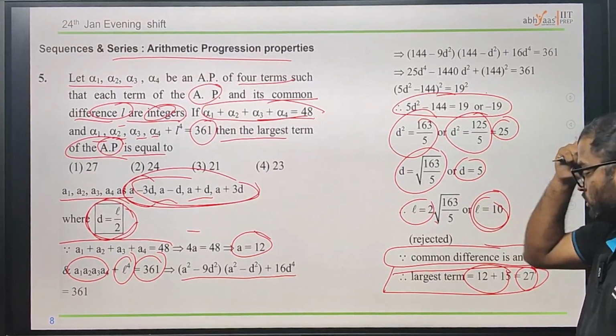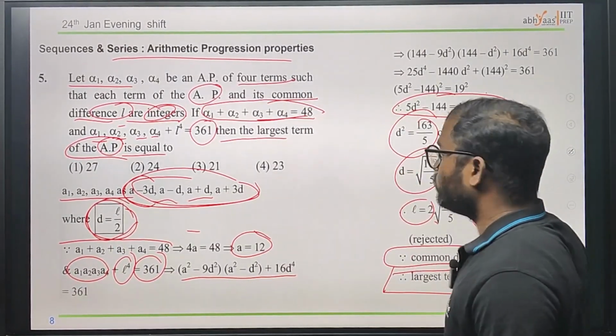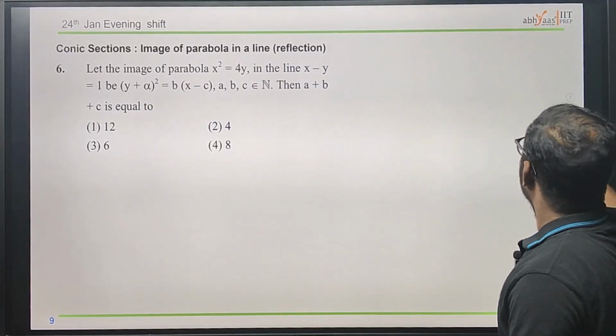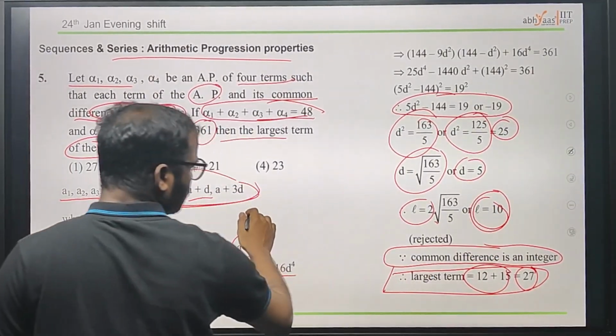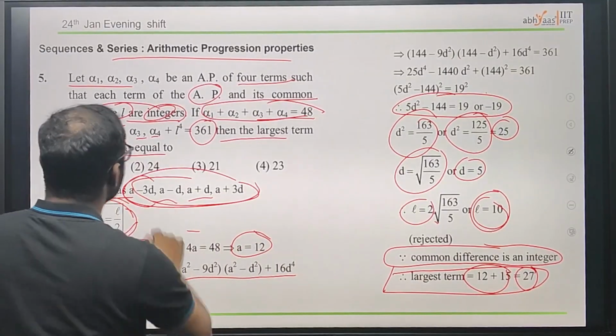Okay, I hope you understood. Next thing, what is the answer here? We have 12 plus 15. Okay, the first option is the correct option.